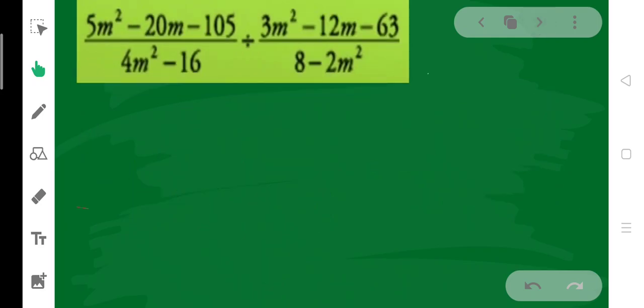Okay, another one. We have 5m squared minus 20m minus 125 all over 4m squared minus 16 divided by 3m squared minus 12m minus 63 all over 8 minus 2m squared. So, in factored form, do not forget to factor first before dividing or multiplying. Okay?